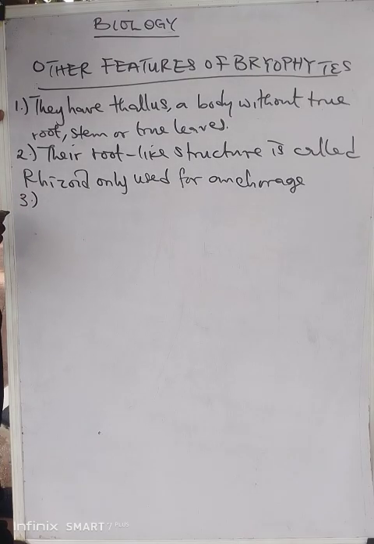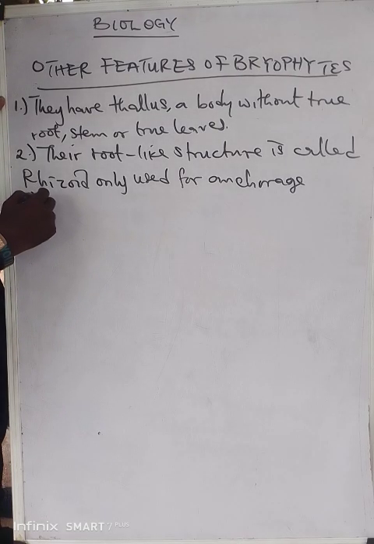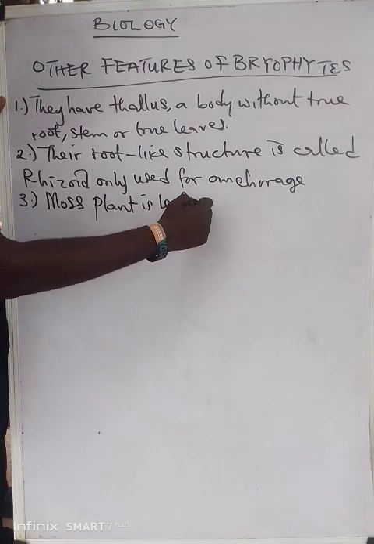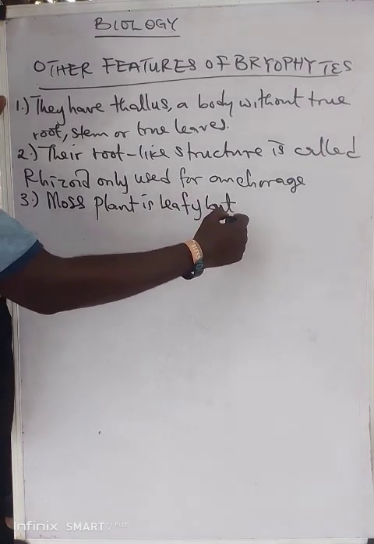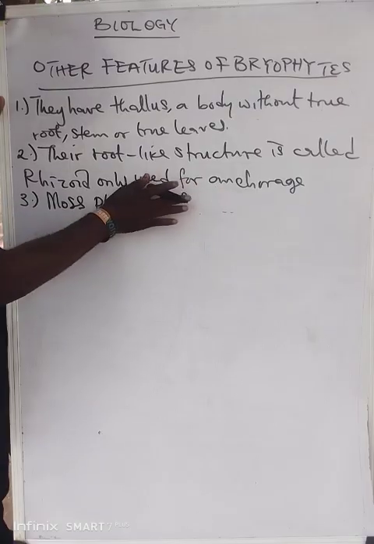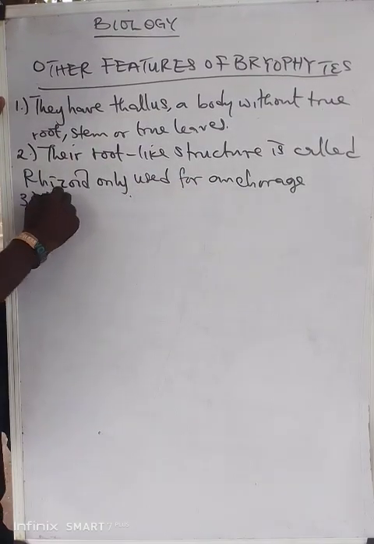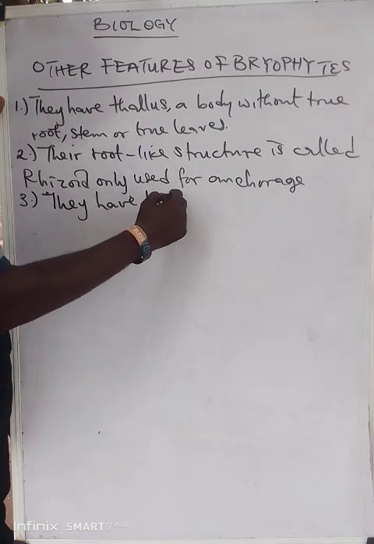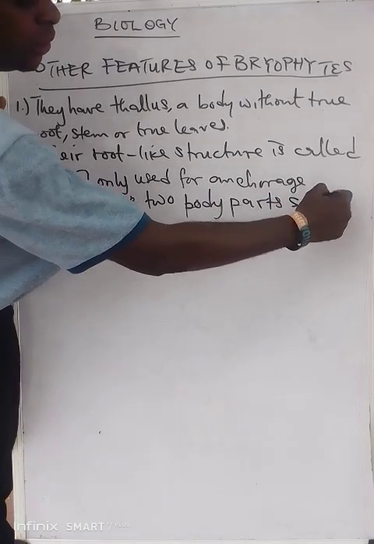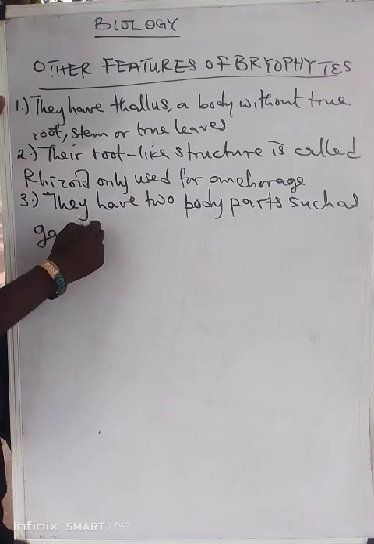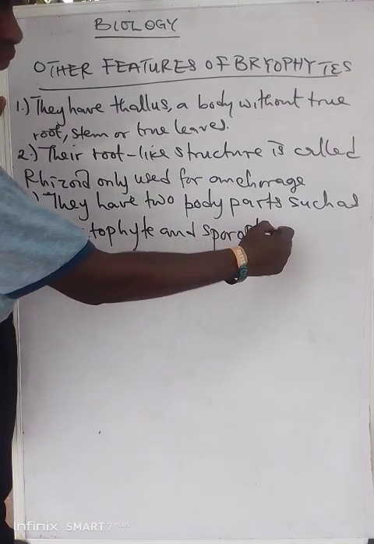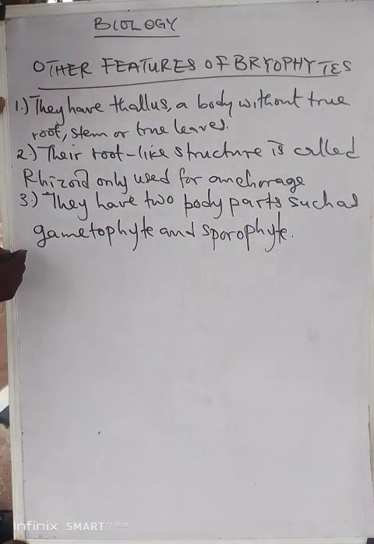Another thing to know about them is that they have two body parts, which are the gametophyte and the sporophyte.